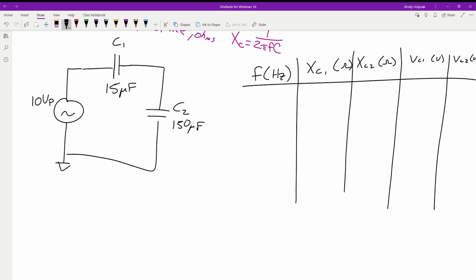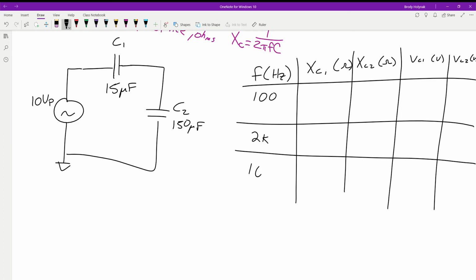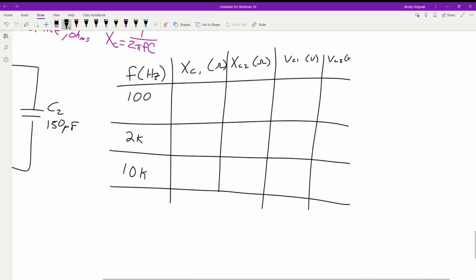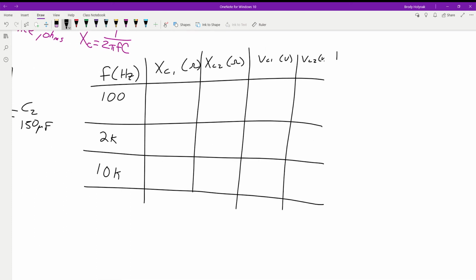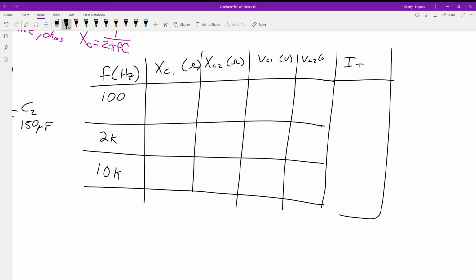What we're going to do is use 100 hertz, 2,000 hertz, and 10,000 hertz, and track what happens with the circuit. The other thing that we could also do, and I'm kind of out of room, is calculate what our current is.